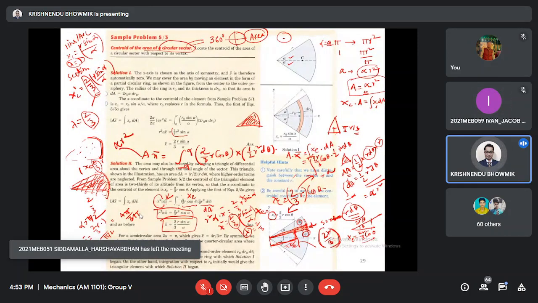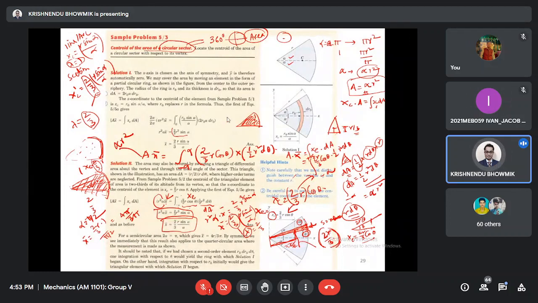Yes, sir. Another way we can do it: somebody can consider this as the small strip. For this small strip, area dA equal to twice r0 alpha dr0. Why? 2 pi r dr was our main expression, 2 pi r multiplied by dr. If it is a complete circle, we use 2 pi r then dr.